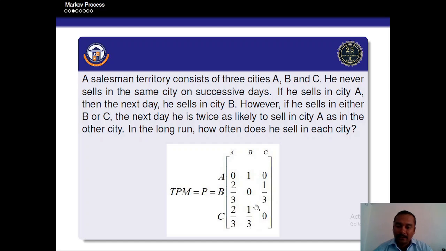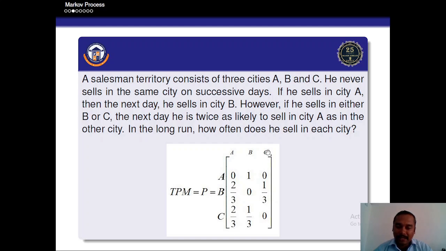The first day if he sells a quantity of x, the next day he sells a quantity of 2x in city A. Okay, so now we have these two terms, x plus 2x equal to 1, because the sum of each row is equal to 1. So x plus 2x equal to 1 means 3x equal to 1, then x equal to 1 by 3. So the quantity of selling in city B is x, which is equal to 1 by 3. It's twice in A, which is equal to 2 by 3.